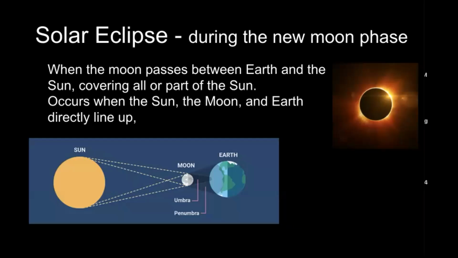So you have to be in the right position at the right time for you to see a total solar eclipse. Okay? And it goes by quick. It only lasts for like 12 minutes. And hopefully you saw that in the gizmo. You saw that the solar eclipse went a lot faster than the lunar eclipse.